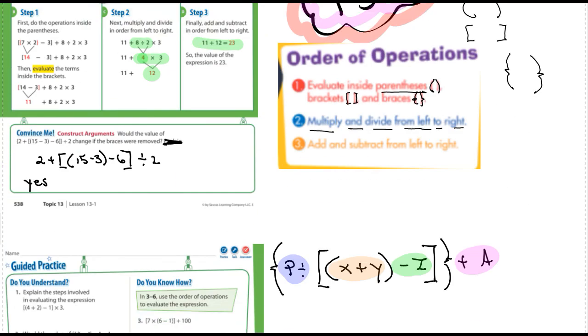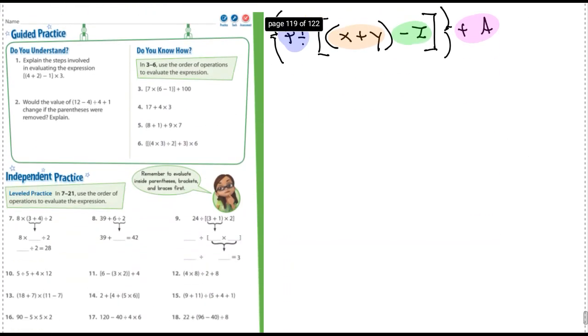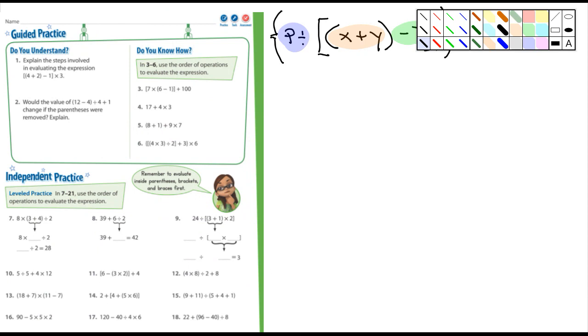So anyways, let's go back to this here. Let's look at the guided practice. And it says, explain the steps involved in evaluating the expression, because that's what we're doing. You notice that none of these problems have an equal sign. Remember, those are an equation. If they don't have an equal sign, then they're just expressions. So we're evaluating these expressions.